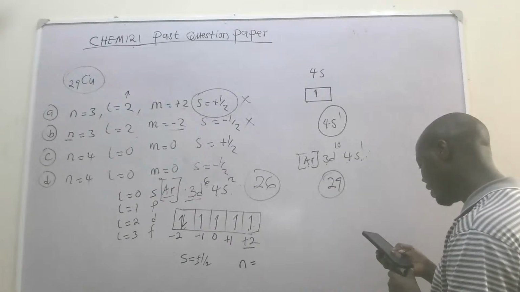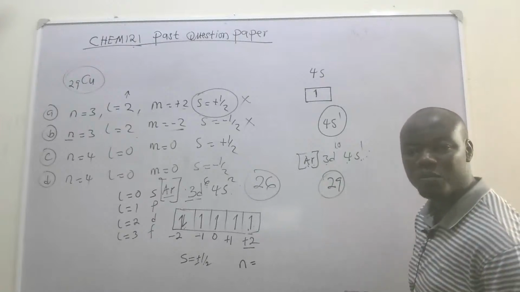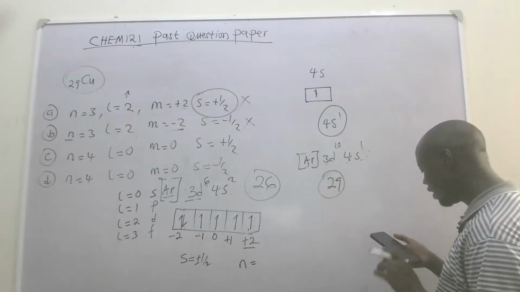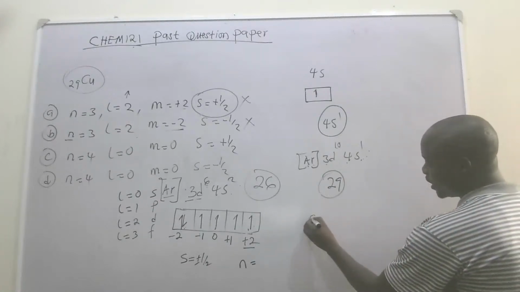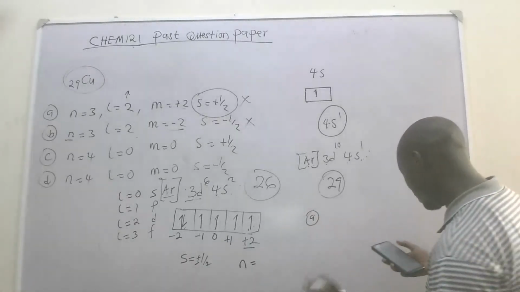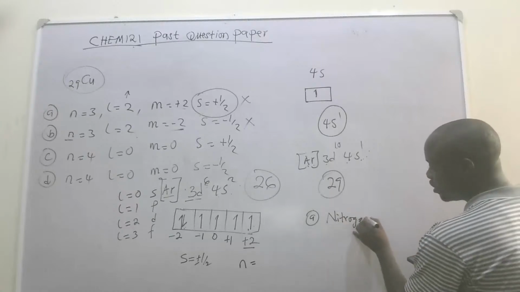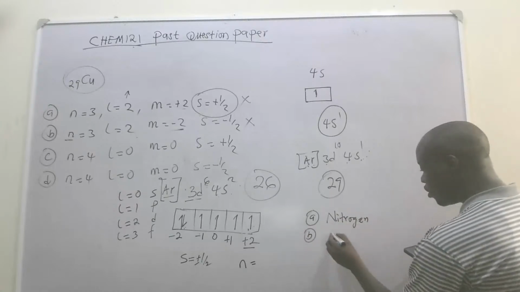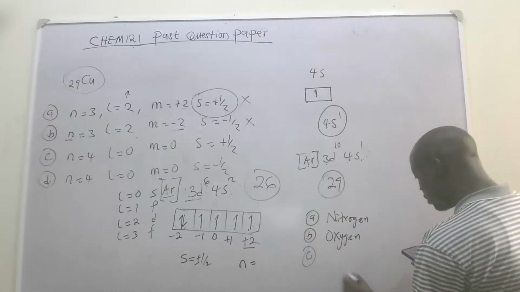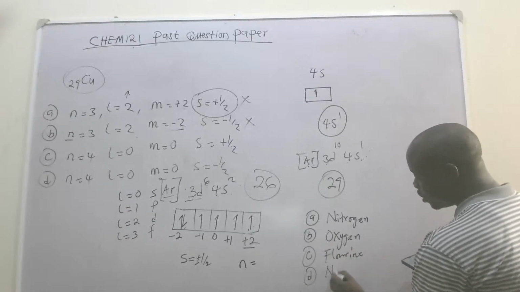Which of the following elements has the least electron affinity? The set of elements is given and we are asked which has the least. When we say least, it means lowest electron affinity. So A is nitrogen, B is oxygen, C is fluorine, and D is neon.